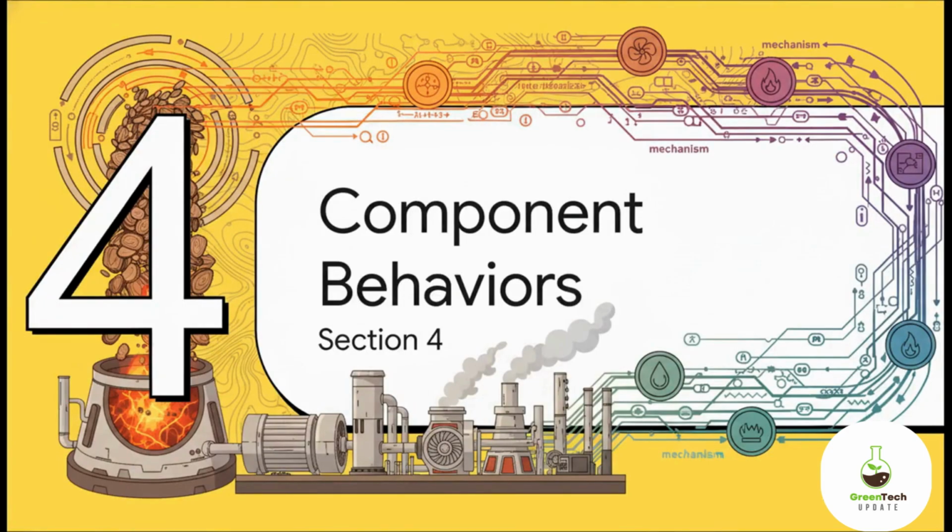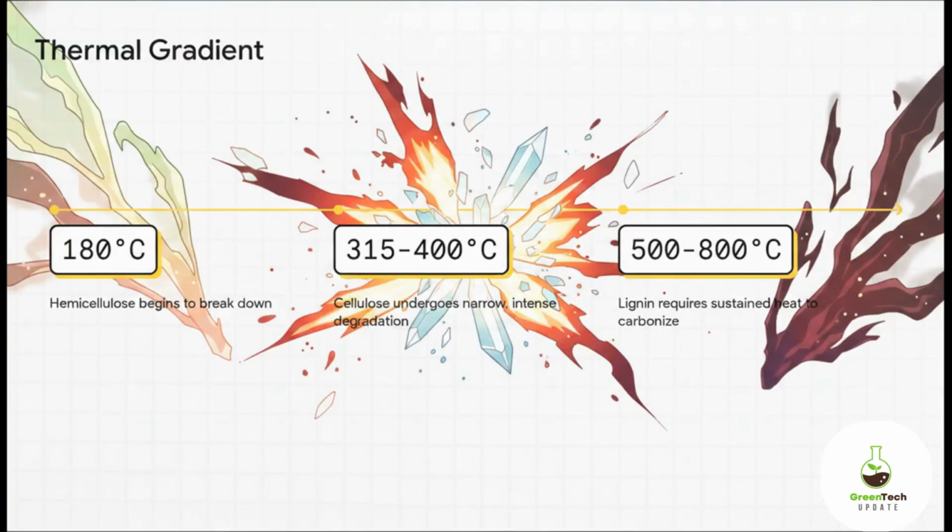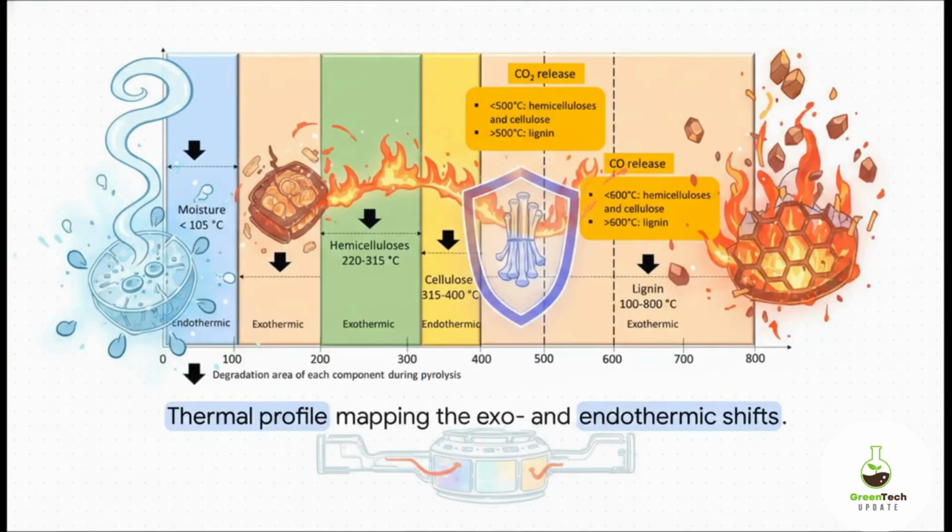Moving on to Section 4, contrasting component behaviors. Knowing the individual mechanisms is great, but we have to map how they all interact at the same time across the temperature gradient. When you map the critical temperature thresholds, you clearly see a stagger. Hemicelluloses break first, starting as low as 180 degrees. Cellulose follows in a really narrow, intense window between roughly 315 and 400 degrees. And then there's lignin, acting like this robust backbone, requiring sustained heat and steadily breaking down all the way up to 800 degrees. Thermodynamically speaking, this is make or break for your heat transfer calculations.